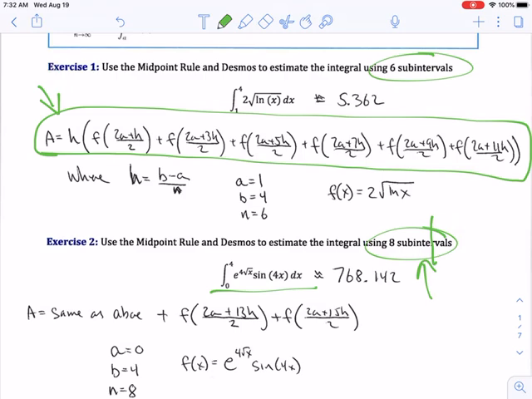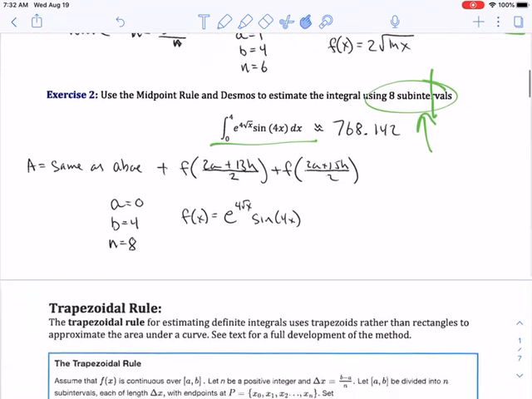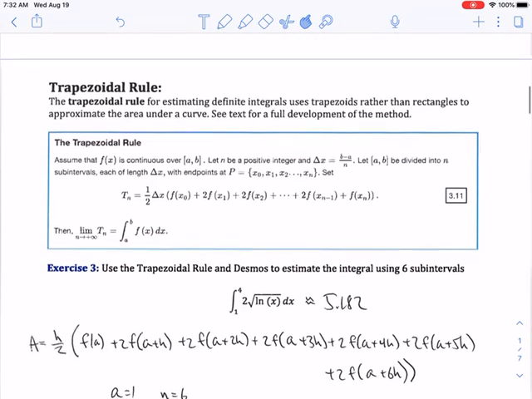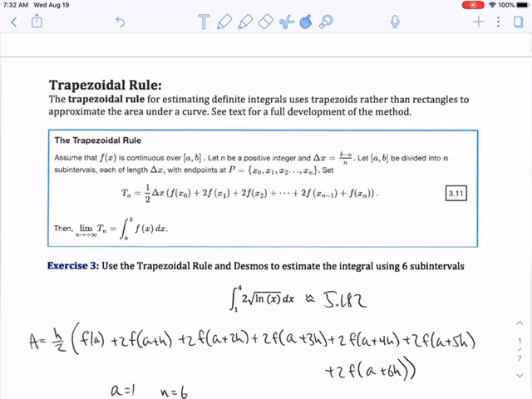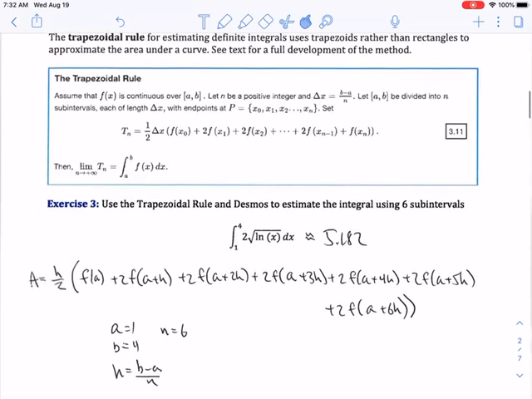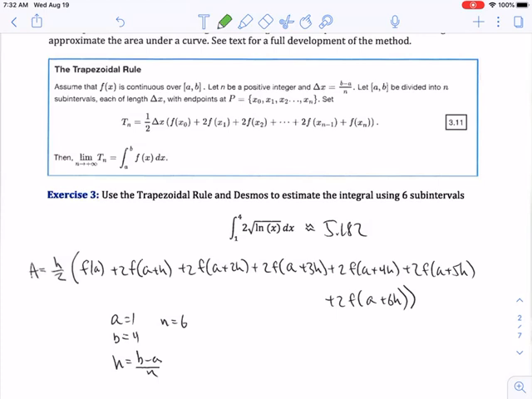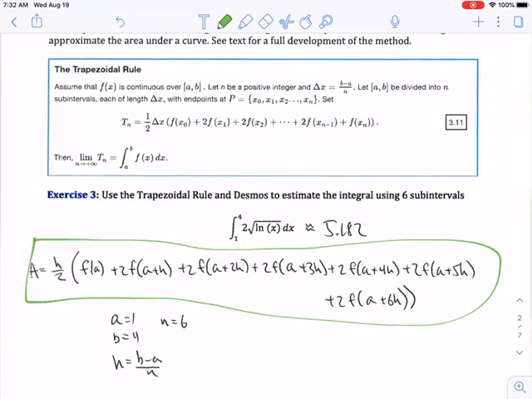The next rule is the trapezoidal rule. Now, the trapezoidal rule is simply another way of finding the area under a curve. I'm not going to go through the entire development of it, I'll just briefly mention it. Again, the textbook does this for you. It has a complete development of the idea. This is the basic formula.